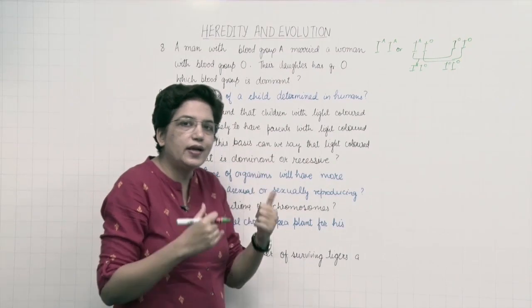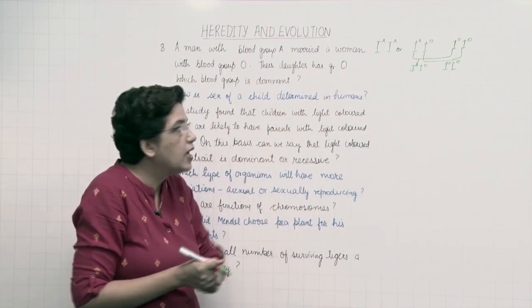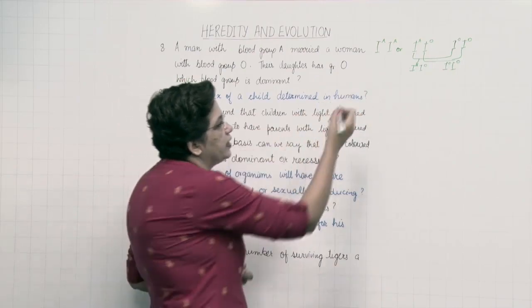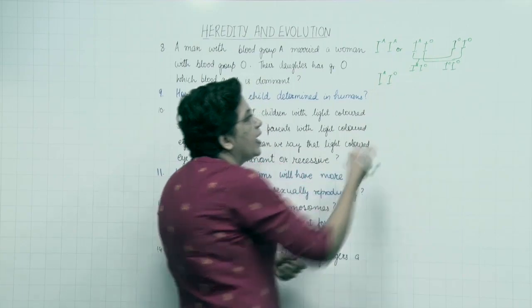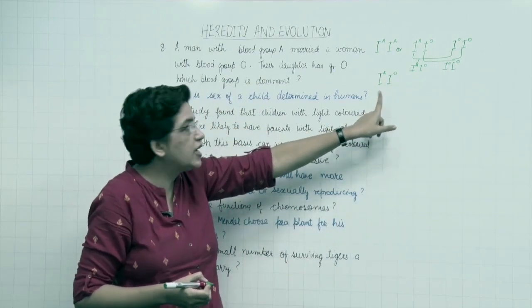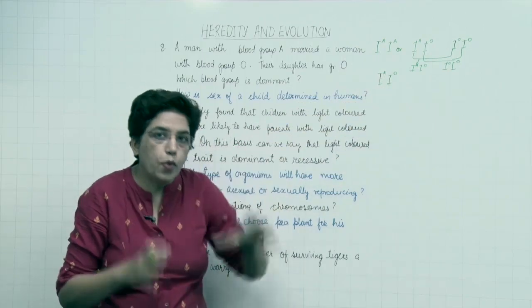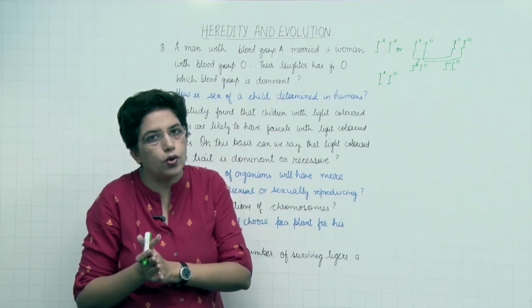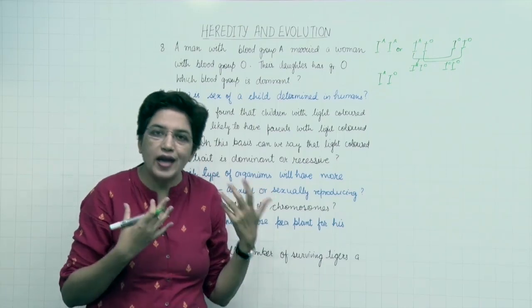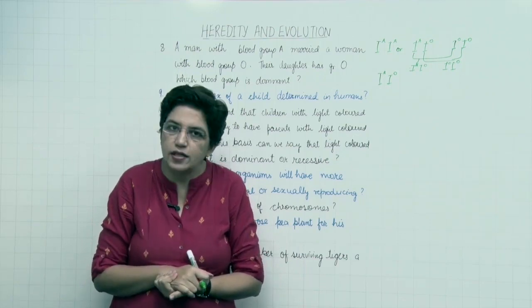On the other hand, if we consider that O is dominant, all right, then if O is dominant, the father can have this kind of combination. He can have a recessive A. So, in both the cases, it is a possibility that the child will have the blood group O. So, this information is not enough to decide which trait is dominant and which one is recessive.